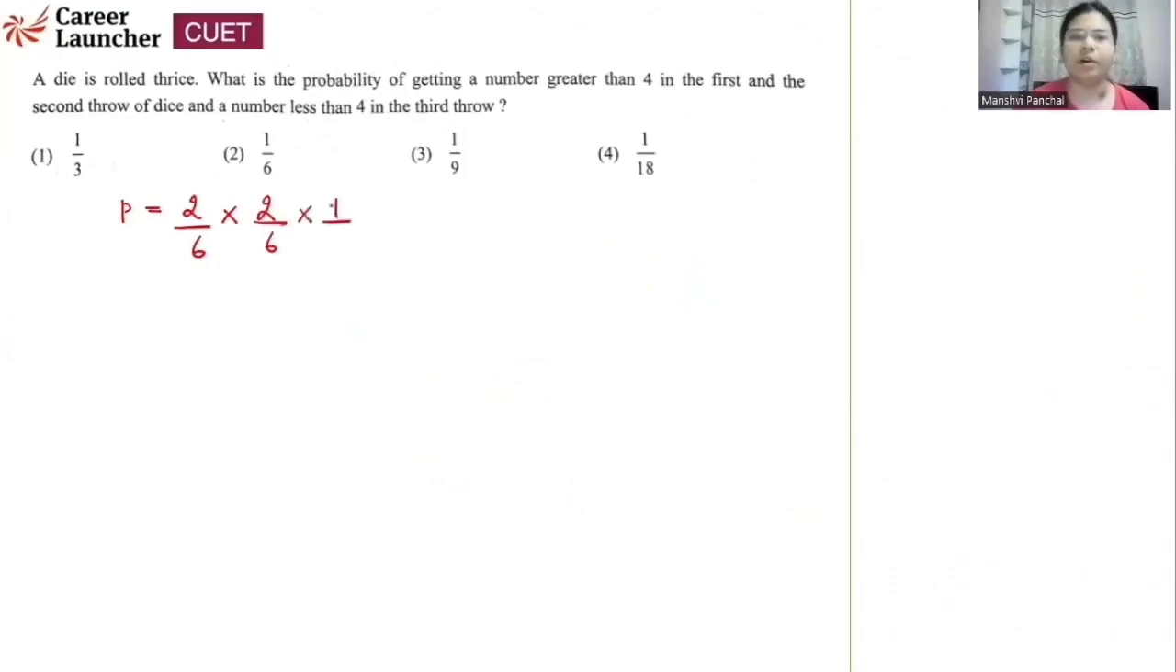So there are three numbers, so 3 by 6. 2 and 3 cancel from 6. 2 cancels from 6, 3. It means 1 by 18. Option 4 is the correct answer.